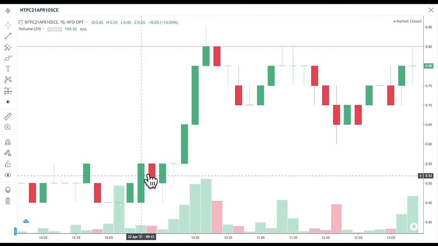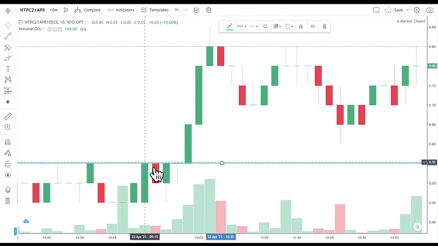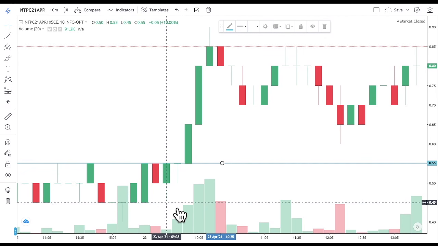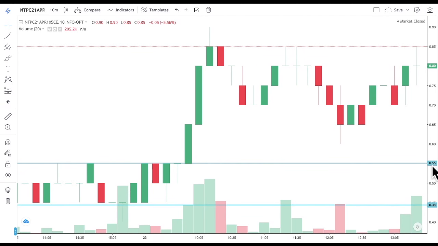We enter the trade as soon as the first candle closes. Our entry will be here at the high of this green candle as soon as the next candle opens. Where will be a stop loss? A stop loss will be a little lower. So entry price is 0.55 and stop loss is 0.45.